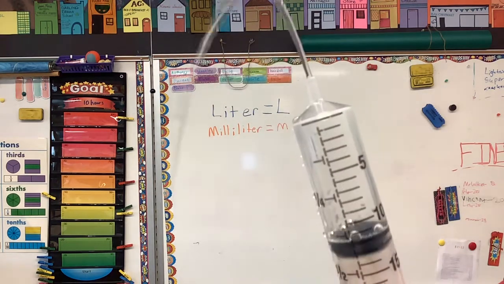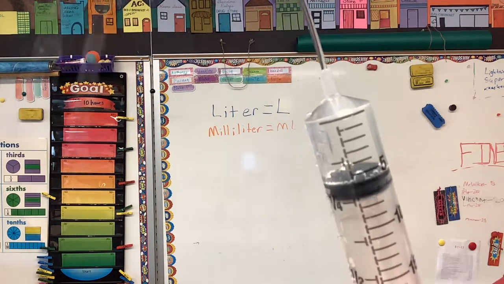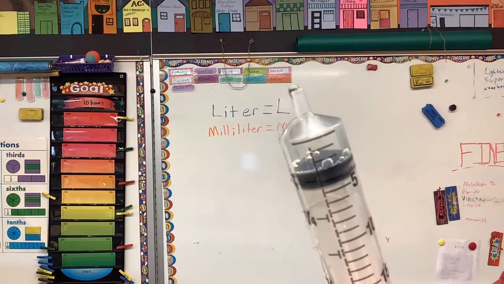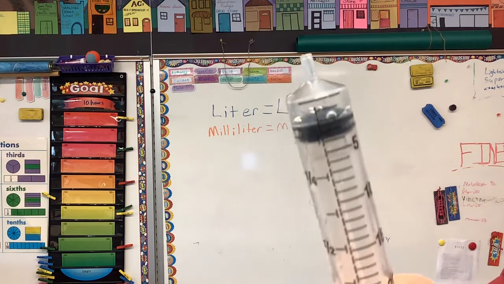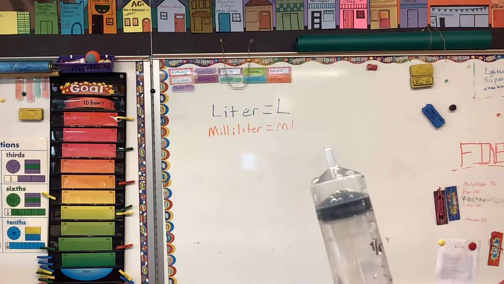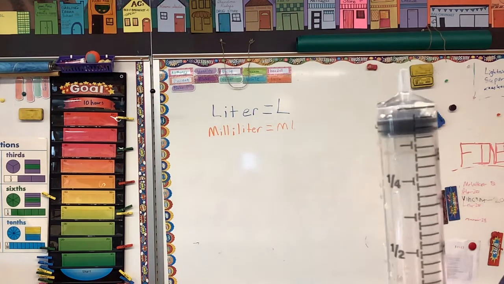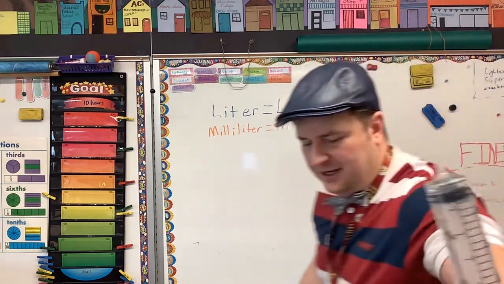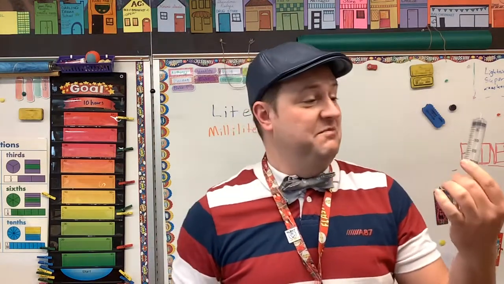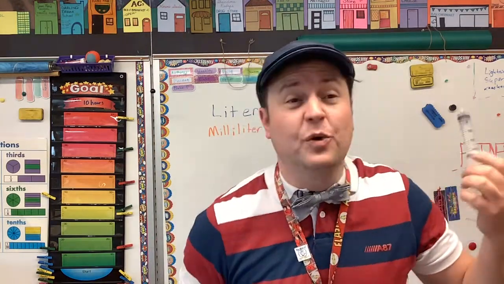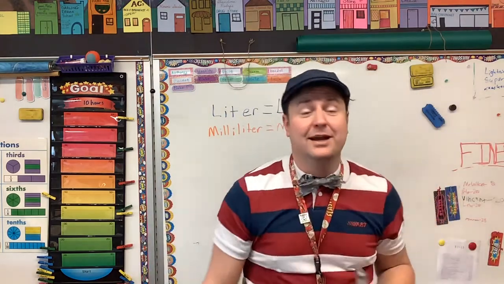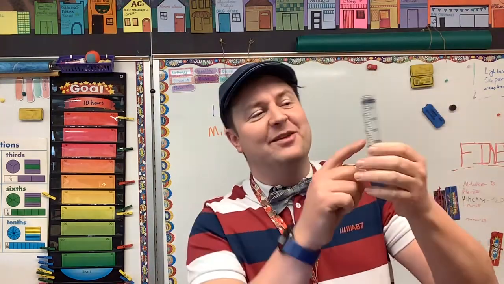Sorry, Philip, your desk is gonna be wet when you get here. 1 liter would be right there, right? Oh, nope, a little bit more. 1 liter right there. So, when Philip gets here, he's gonna wonder why there was 20 milliliters or 19 milliliters of water on his seat. Now he'll know why.